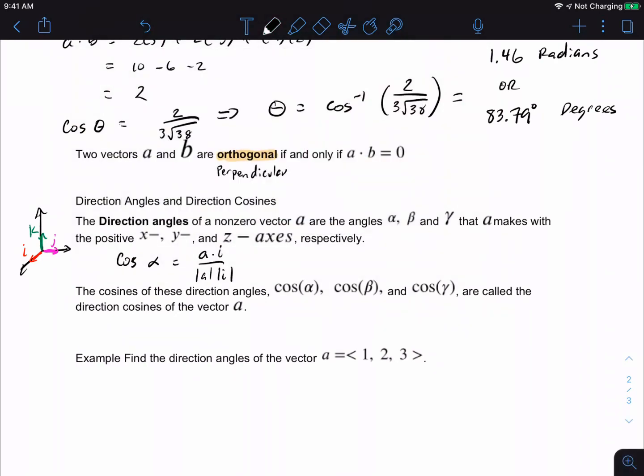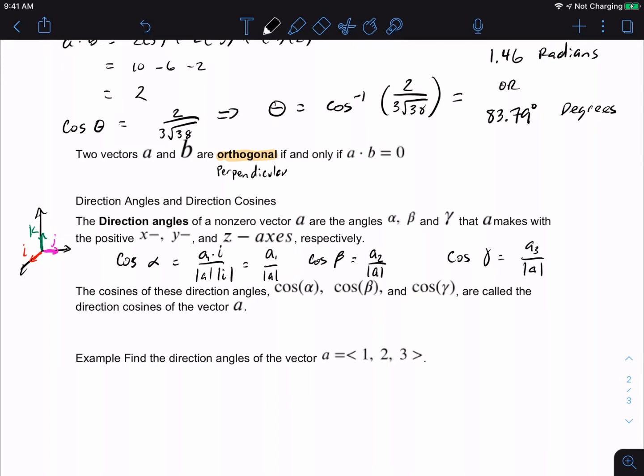So when I'm doing this, I'm telling you that the I vector is 1, 0, 0. And so its magnitude is 1. So what ends up happening there, and I should put a subscript of 1 there, it's going to be A1 over the magnitude of A. Cosine of beta, that angle is going to correlate with the J, and so that's going to be A2 over the magnitude of A. And then cosine of gamma is going to be equal to the third coordinate of the vector over the magnitude of A.